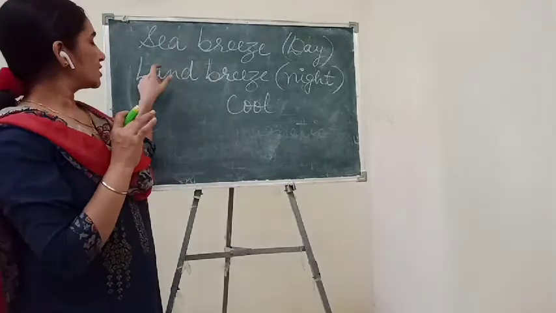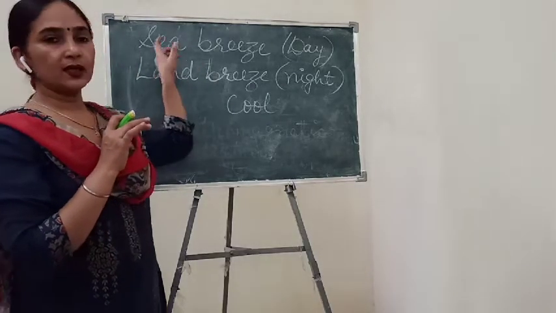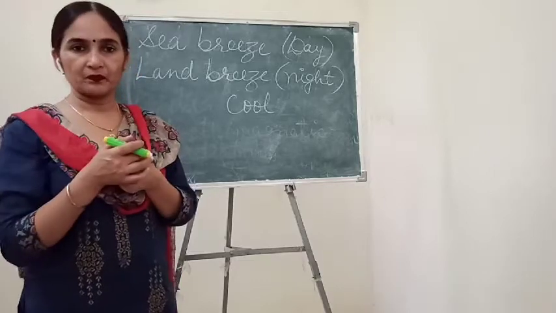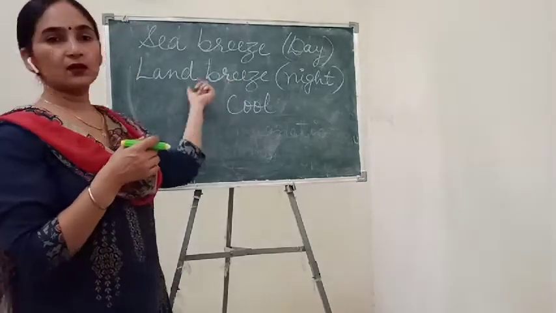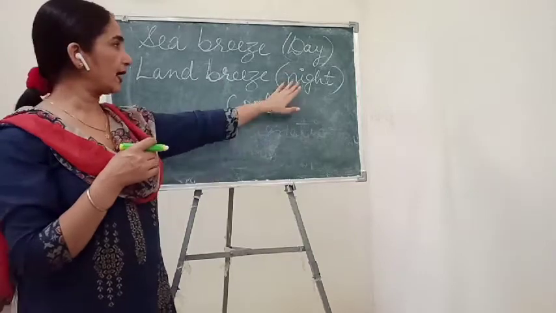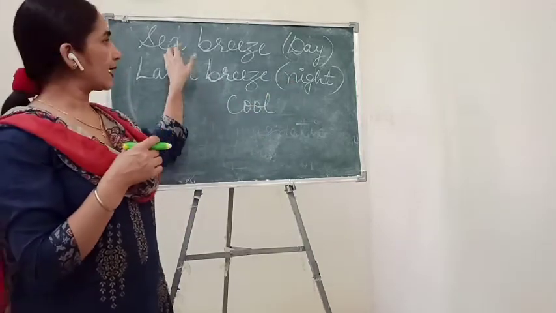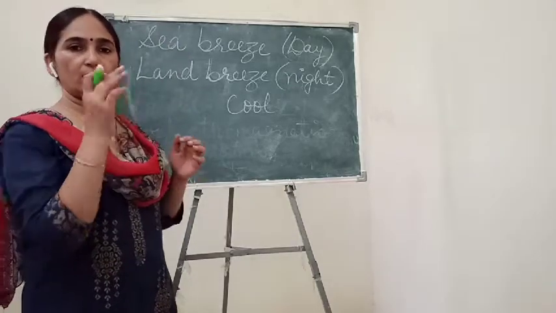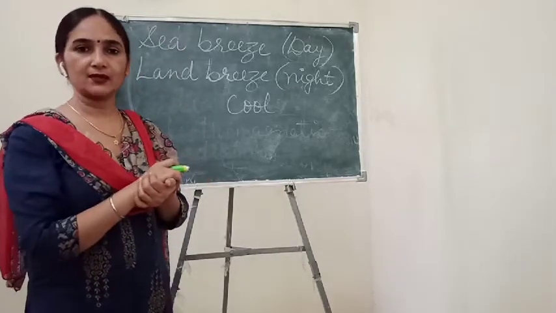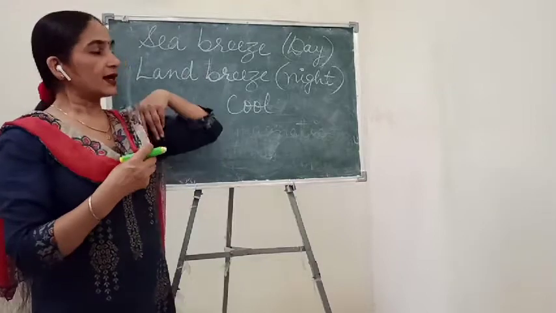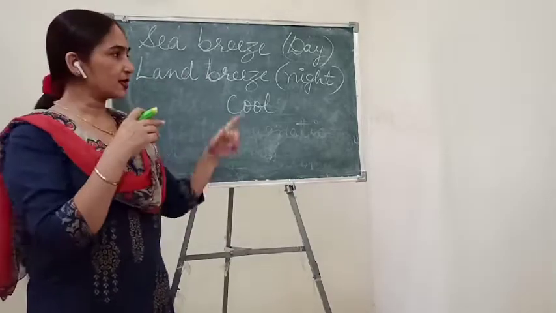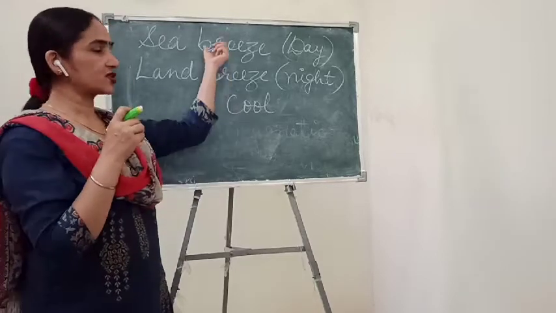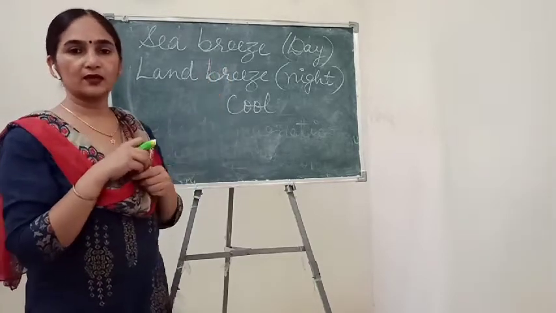So what will happen? From land to sea, air continuously starts moving. So that's why it is called land breeze. During night, land breeze works, and during daytime, sea breeze moves from sea to land. Understand? So this is related to the convection method, because here also convection takes place. So you can consider this as an application of convection.